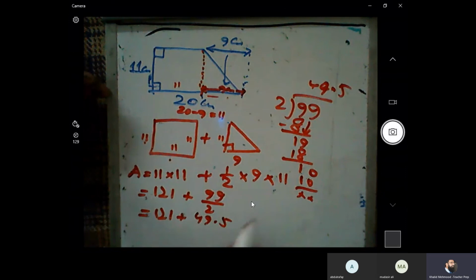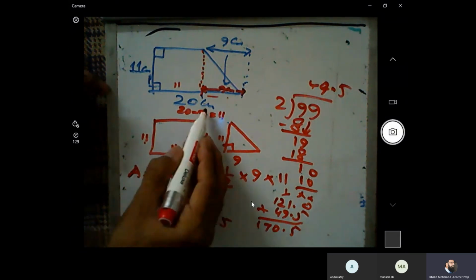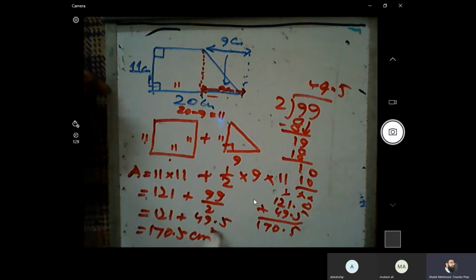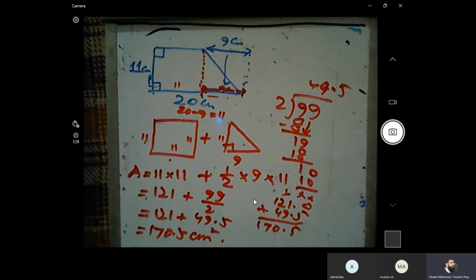Now we'll add these both, so we get 121 and 49.5, because if there's no decimal, it means the decimal is at the end. Adding, we get 170.5, and this was in centimeters, so the answer will be in centimeter square. So like this we can calculate the combination of areas. Hope you understand this. Okay, now come to the next problem.